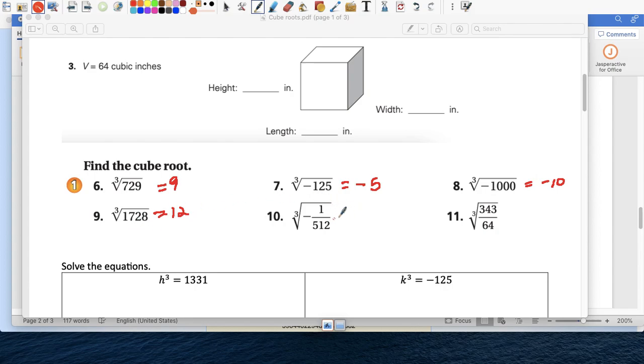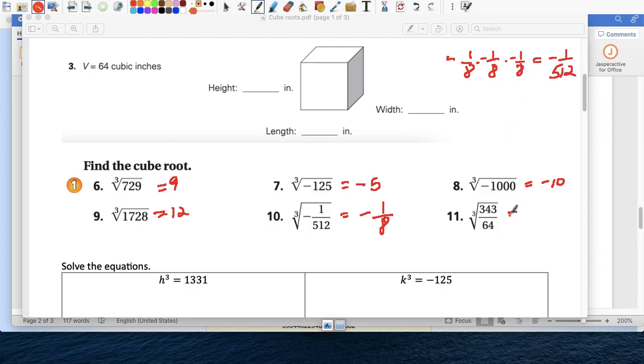The cube root of negative 1 over 512 would be negative 1 over something, because at the top 1 times 1 times 1 is 1, but what is the cube root of 512, which would be 8. Because 8 times 8 times 8. So in this case, negative 1/8 times negative 1/8 times negative 1/8 equals negative 1 over 512.